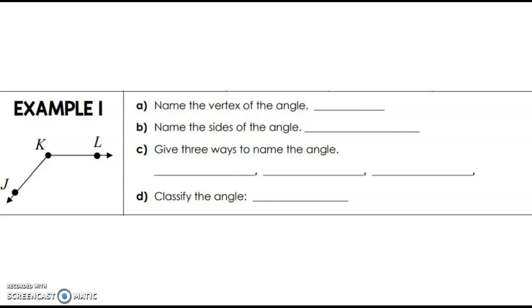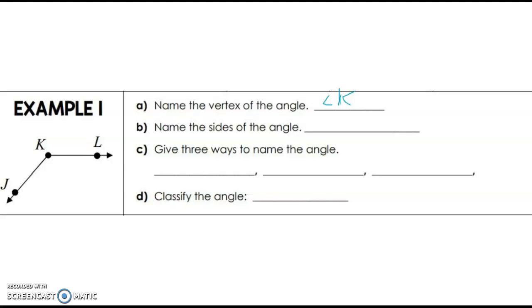Let's look at an example of how to determine the vertex, sides, and how to name our angles and classify. Letter A says name the vertex of the angle. Keep in mind the vertex is the point that connects the two rays of our angle. So in this problem, the vertex of the angle is K.